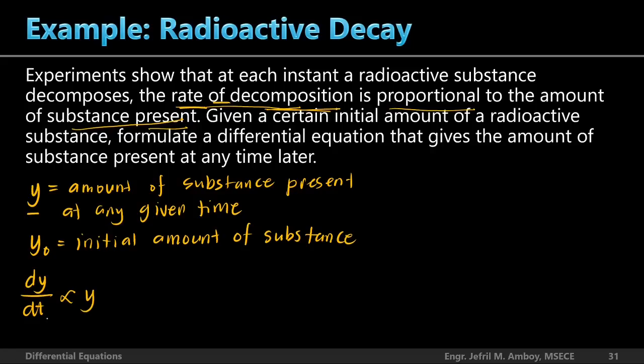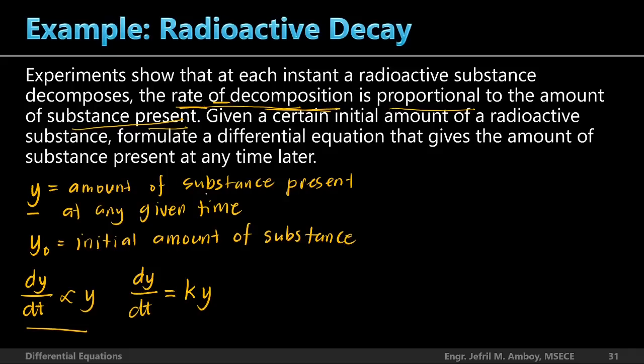The next step is for us to formulate a working equation. From this proportionality relationship, we can come up with an equation. In order to make an equation, we need to remove the proportionality sign and instead use an equal sign. But I have to introduce a certain proportionality constant k. This is a proportionality constant, and in this case, it is called the decay constant. This constant has something to do with the rate at which the material decomposes.